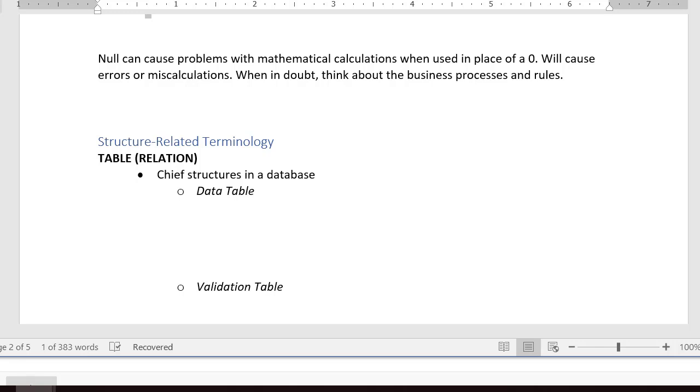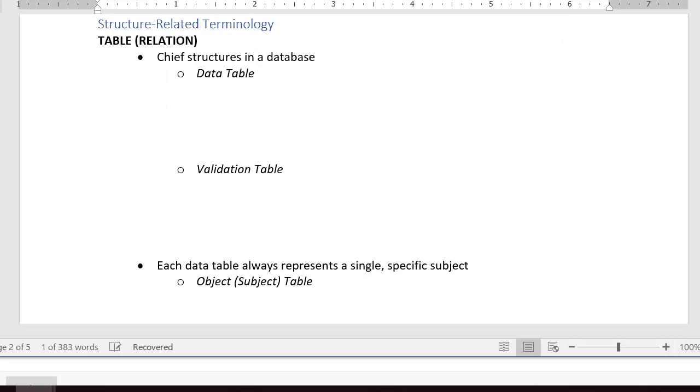Okay. You can also have a validation table. So it stores data used to implement your data integrity.